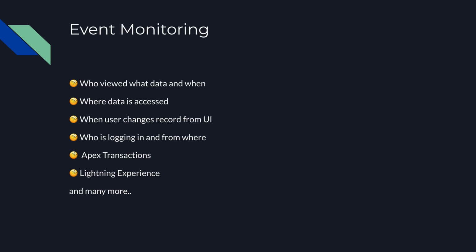Let's see different kinds of events which get captured. Event monitoring helps you track who viewed what data and when, from where the data has been accessed, whether the record has been changed from UI or not, who is logging in and from where, and what is their IP addresses. It captures information about Apex transactions, which includes methods being invoked and time taken, and it captures information about Lightning Experience usage. And there are many more events.